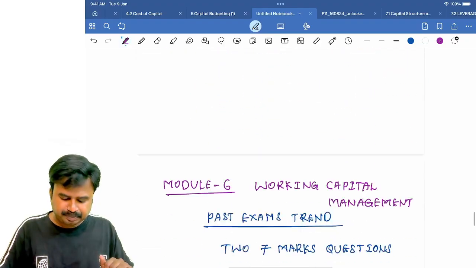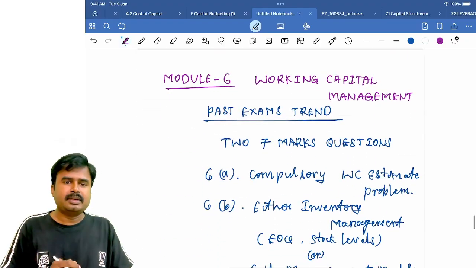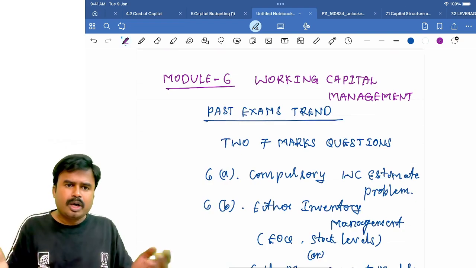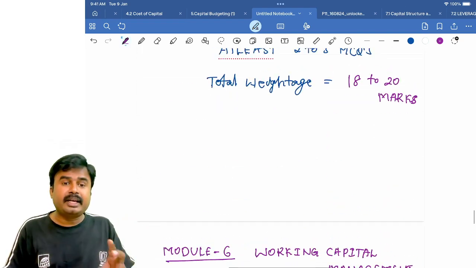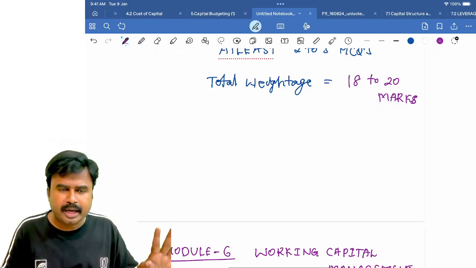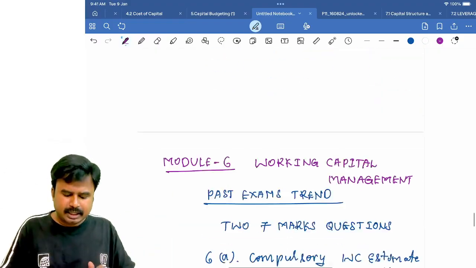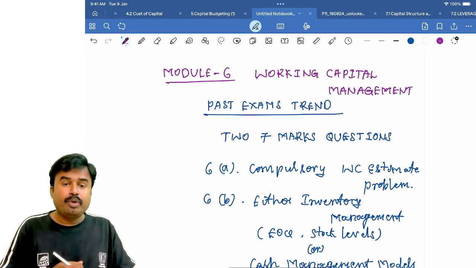Okay, then go for module 6. So 40 marks is our pass mark. Okay, by preparing just 2 chapters, you can get 40 marks for very sure. Okay, without preparing any other chapters actually. Now go for module 6, working capital management.